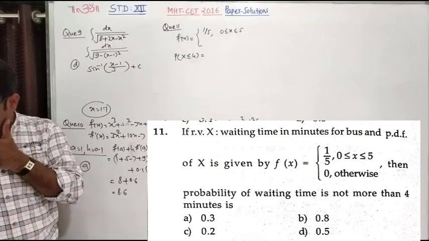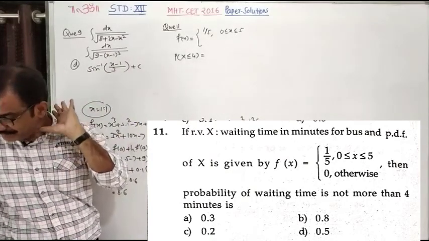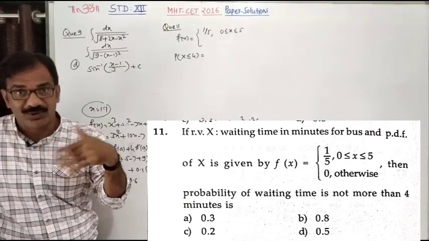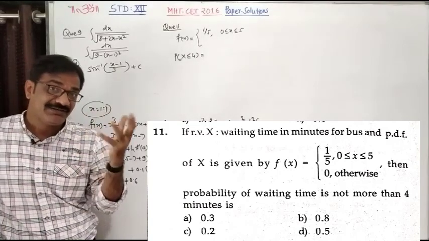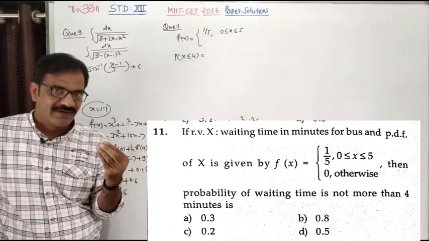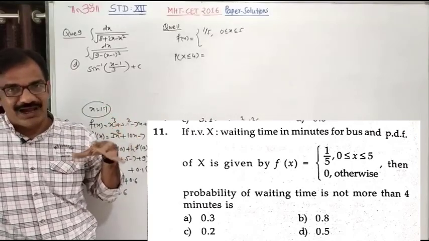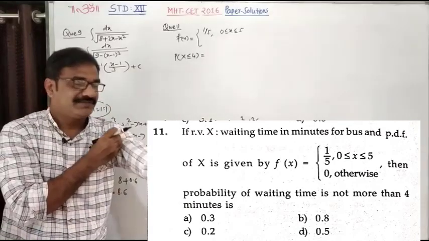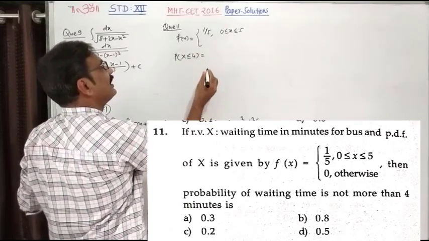The question says that the random variable is the waiting time in minutes for a bus, and the PDF of that is given. What is the probability that the waiting time is not more than 4? It is from the continuous random variable. There are two types of random variable. I hope you already know that because it's just the revision and you have all of the 12th standard data in your mind. So it is from a continuous random variable because a table is not given.